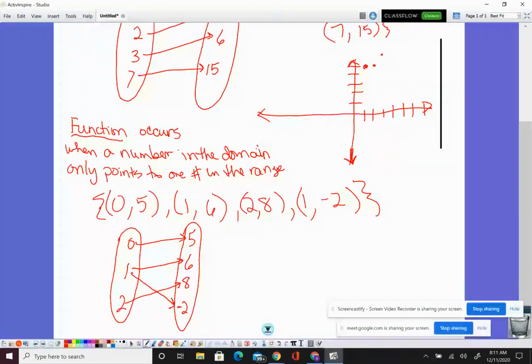So when I get this situation where I have 2 arrows coming out of one value in the domain, only in the domain, this is not a function.